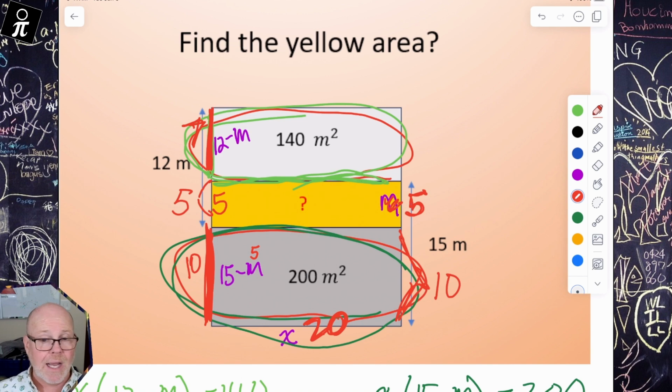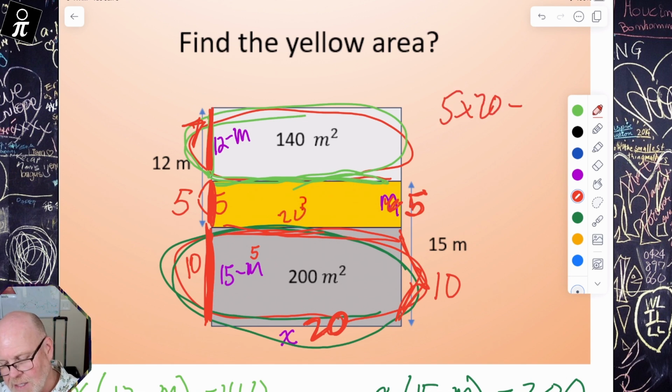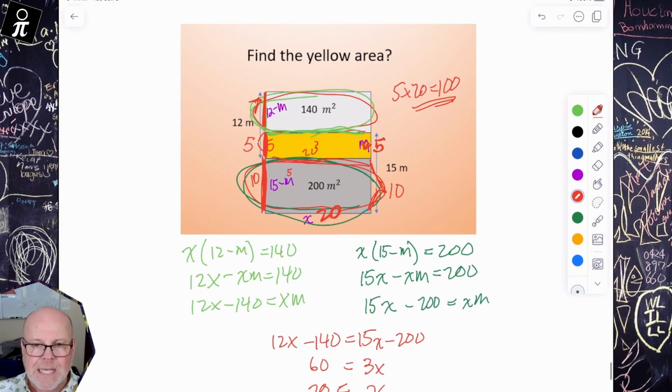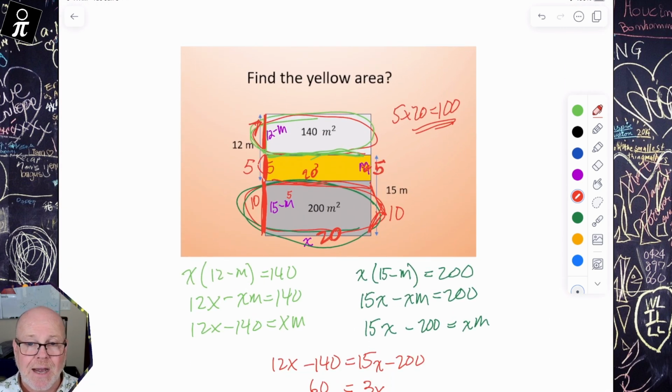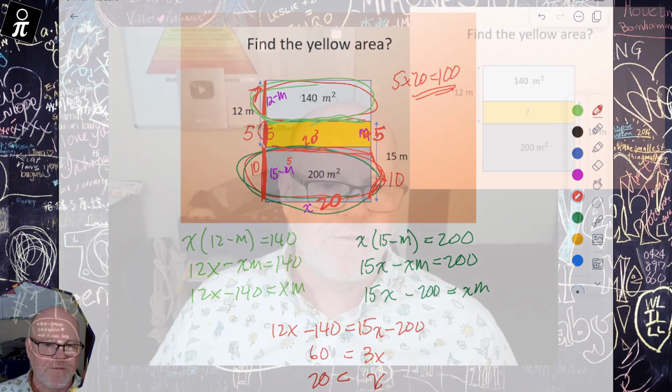And so now I already know that the height of the yellow is 5, and the width is still 20. So 5 times 20, 5 times 20 is 100. So the area of that yellow piece is, I don't know, why does it... oh, I see, the 20 is a question mark. Gotcha. Okay, so that means the area of that yellow piece is 100 square meters. What a fun little ditty.